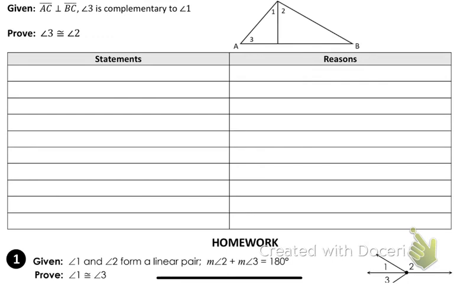All right, we have one more to do and then we're done. Given AC is perpendicular to BC and we have angle 3 is complementary to angle 1. Here's the nice thing about this. We actually have 2 things we need to explain. The first thing we need to explain is, what does this mean? AC is perpendicular to BC. That is given.